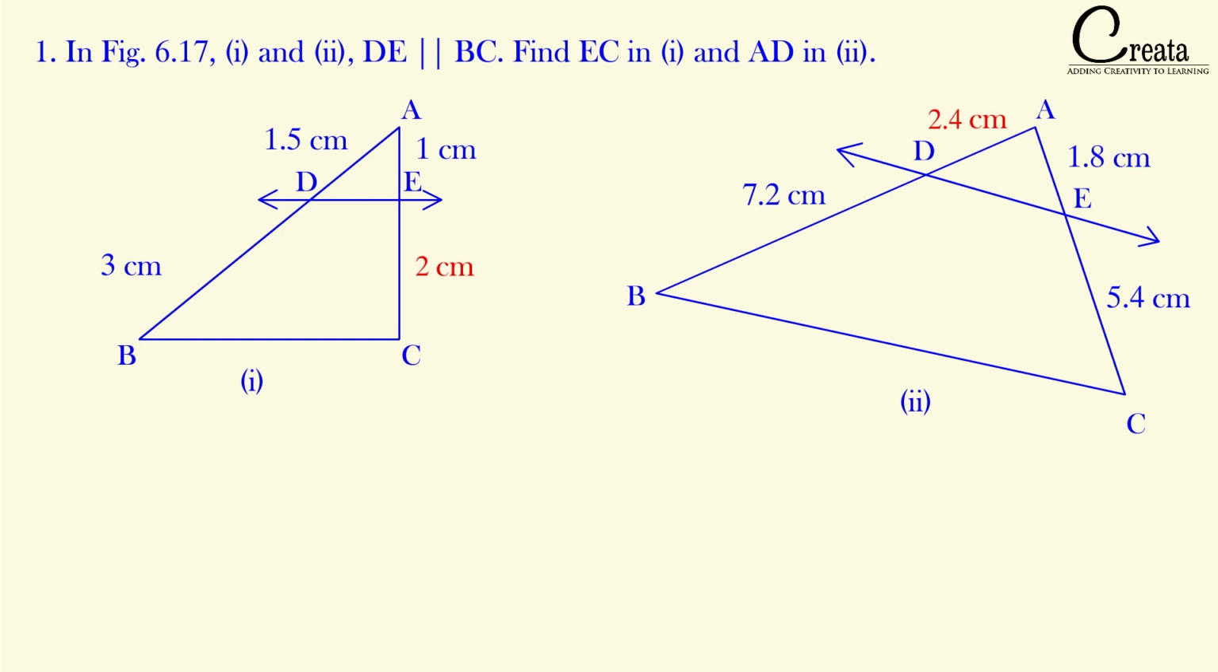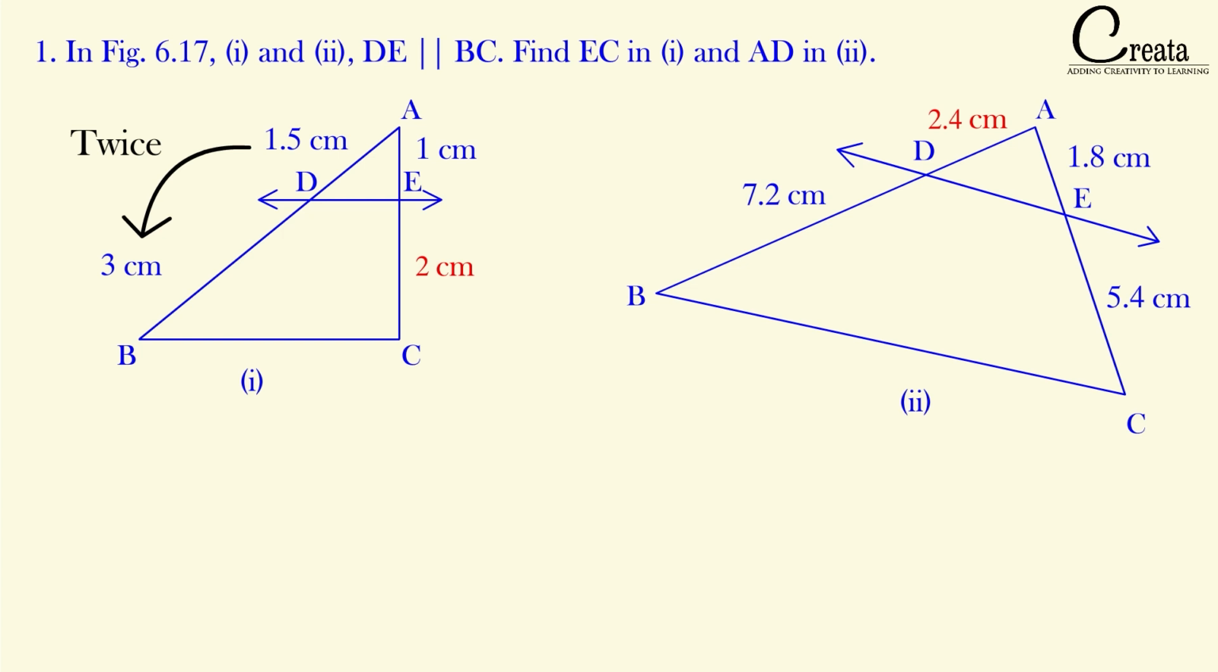Firstly, let's observe the first figure. In the first figure, if you observe the line segment AB or the side AB, here AD is 1.5 and BD is twice of AD, that is 3 cm. 1.5 and twice of 1.5, it is 3 cm. So DB is twice of AD. As per the BPT, the ratio of left hand side will be equal to ratio of right hand side.